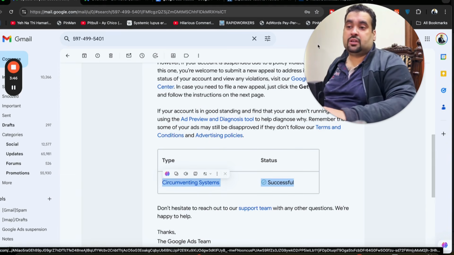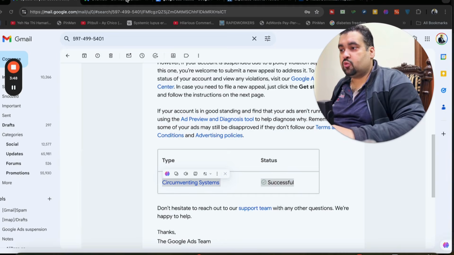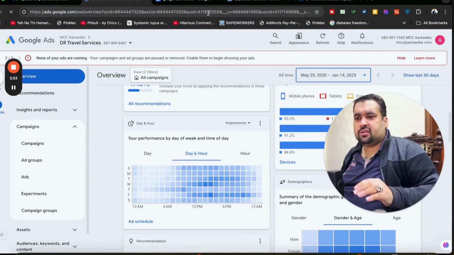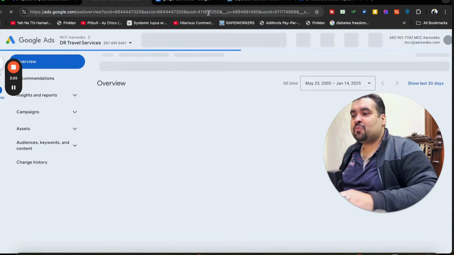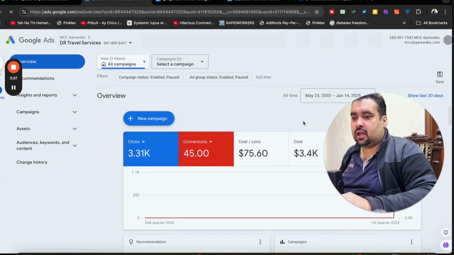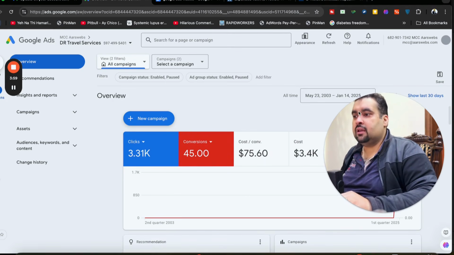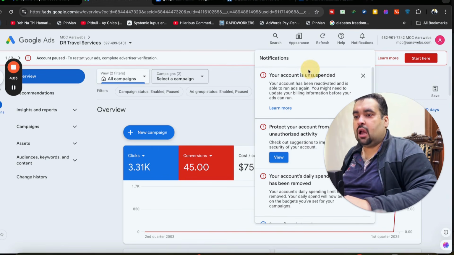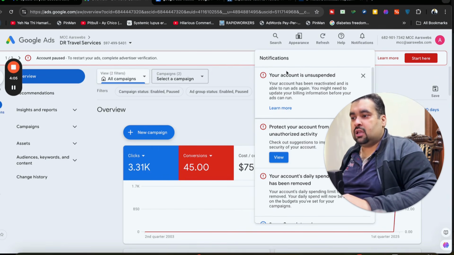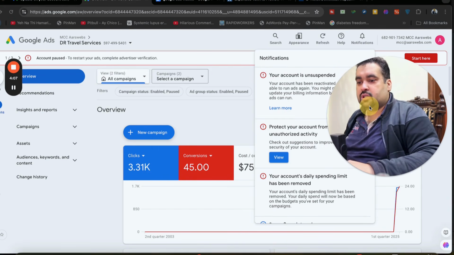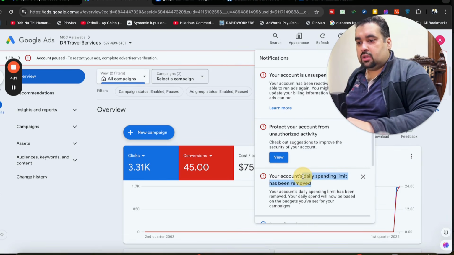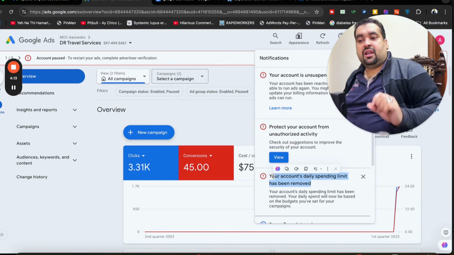So yeah, this is another case study. If I move into the account, first of all I'm going to refresh it so you can see it's not fake and it's all true. Refreshing in front of you, you can see the account has a spending profile. If I check the notification, you can see that the account is unsuspended. Now the account has to complete the advertiser verification to get its ads running again, and you can see that the account previously had a daily spending limit as well.